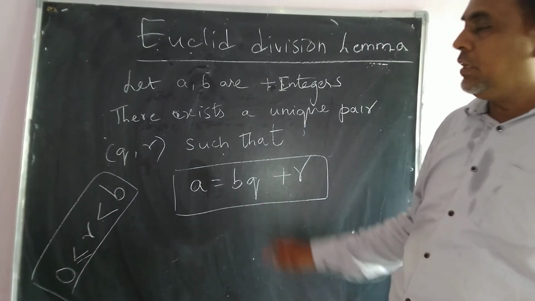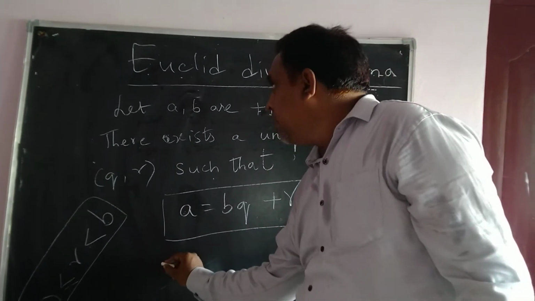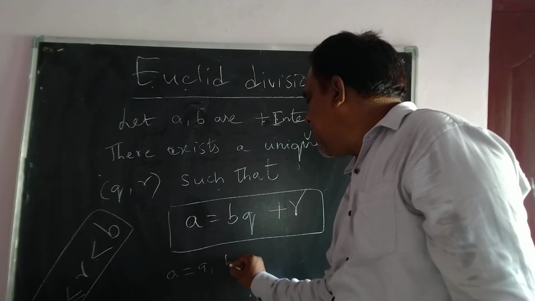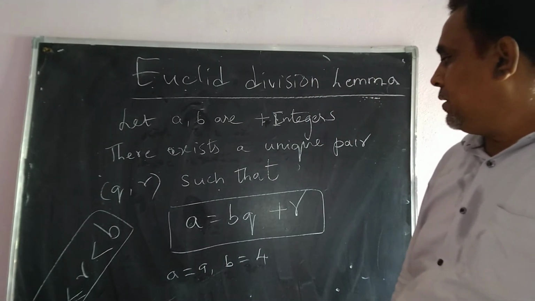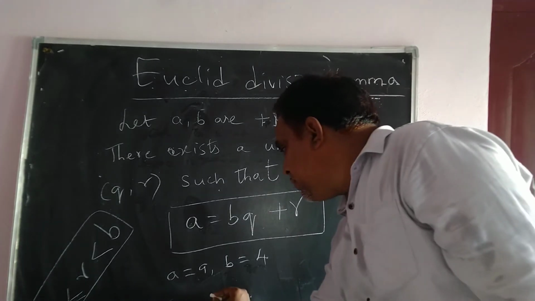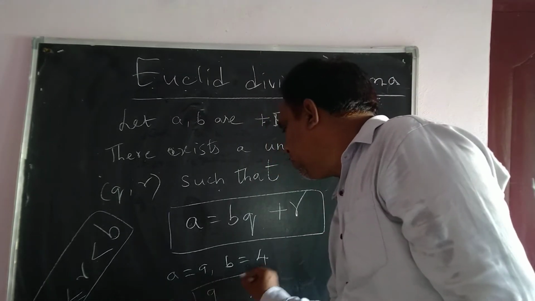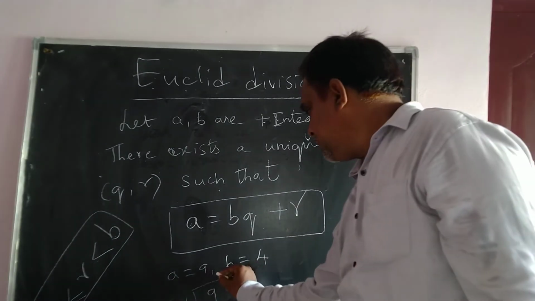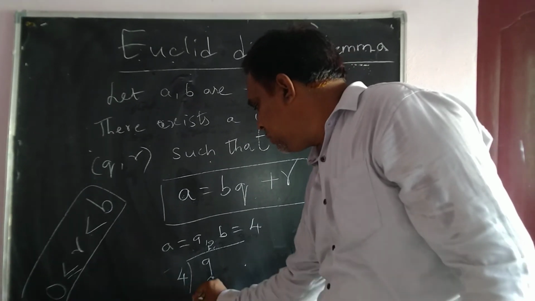With the help of this equation we are going to solve a problem. Let us take the positive integers A as 9 and B as 4. If you divide 9 with 4, 4 twos are 8. What is the remainder? 1.